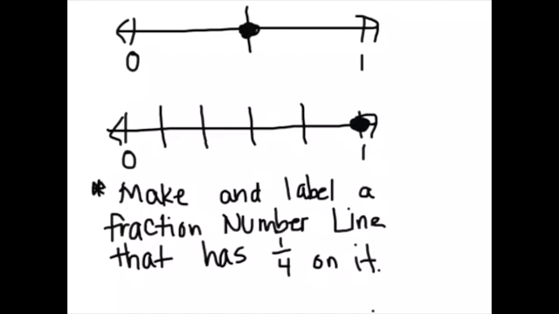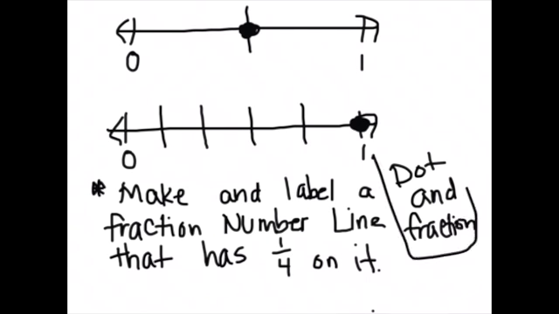And then for the last problem, I want you to make and label a fraction number line that would have 1/4 on it. Okay, so you'll be responsible for creating that number line with the right number of tick marks and with the right numbers on the beginning and the ends, and I want you to label where 1/4 would go with a dot and with the fraction, okay? Please remember the dot and fraction when you're labeling that fraction number line because that's how we would label that correctly, okay? So please do that right now. Resume the video when you're ready to check your answer.